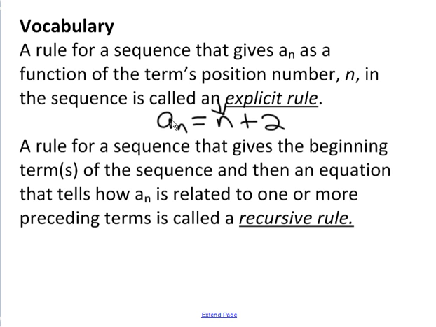A rule for a sequence that gives the beginning term or terms of the sequence and then an equation that tells how a sub n is related to one or more preceding terms is called a recursive rule. So an example, let's suppose a sub n is equal to the previous term, we call it a sub n minus 1, plus 5. So whatever the prior term was, we're going to add 5 to it. This would be an example of a recursive rule for a sequence.